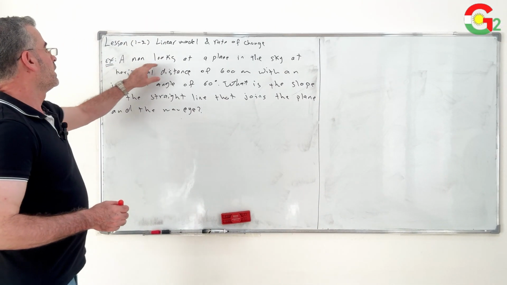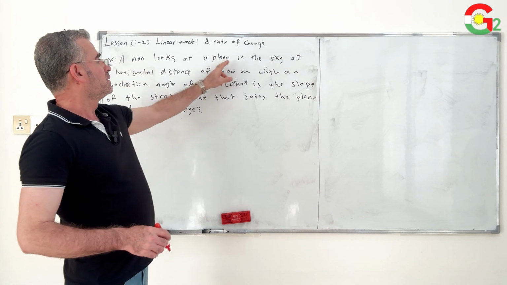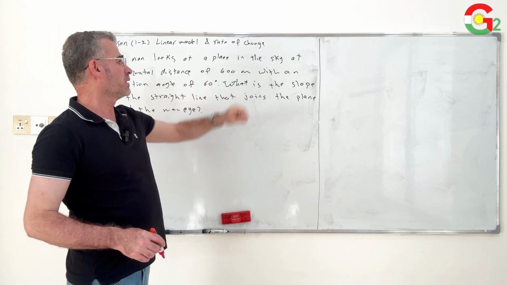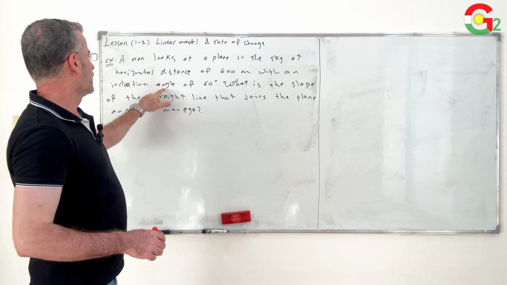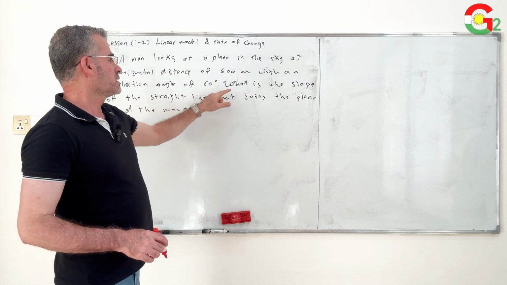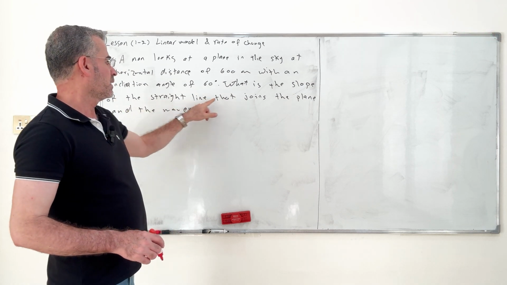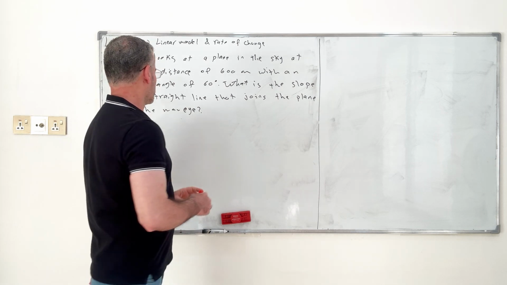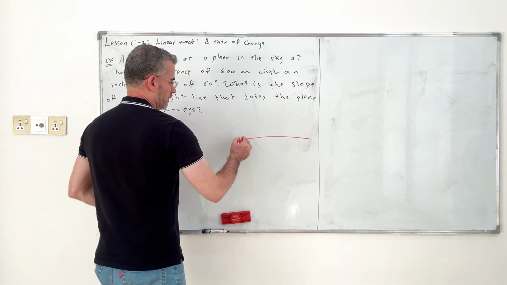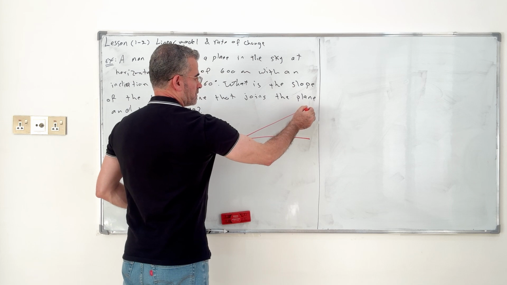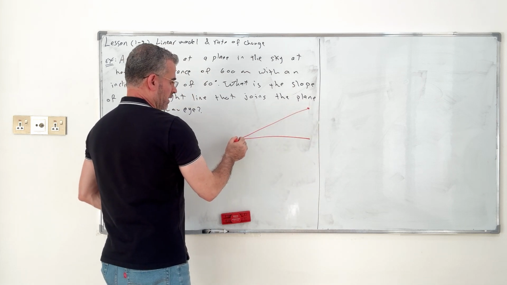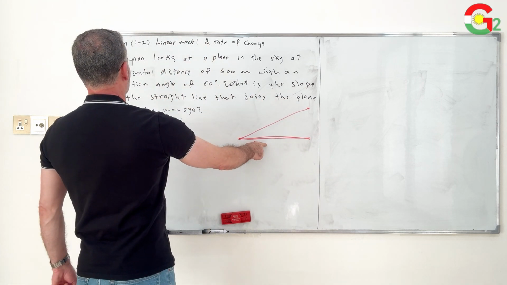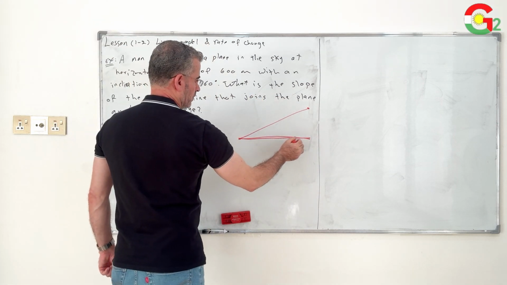Example, a man looks at a plane in the sky at horizontal distance of 600 meters with an inclination angle of 60 degrees. What is the slope of the straight line that joins the plane and the man's eyes? Let me sketch the graph. This point is the plane and this point is the man here. The distance is 600 here.